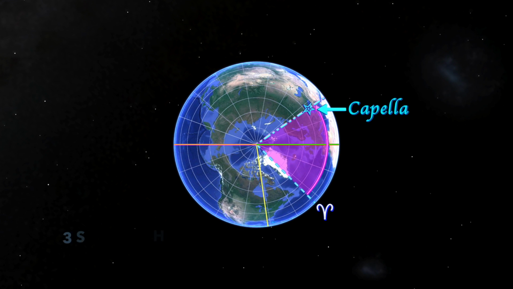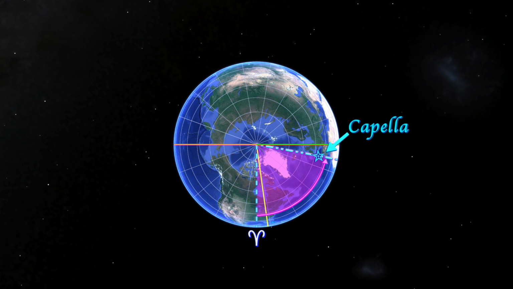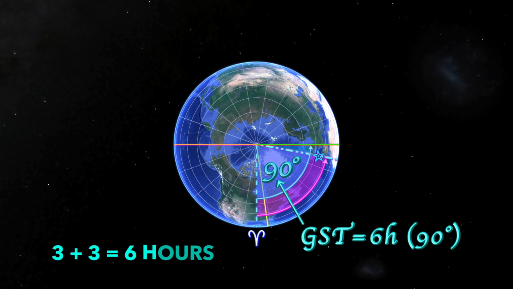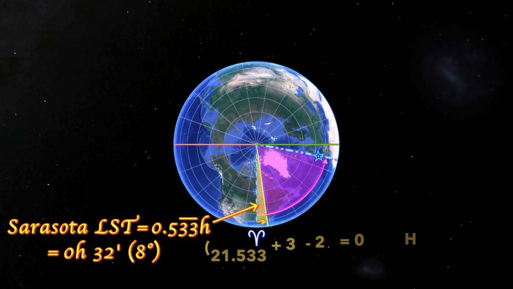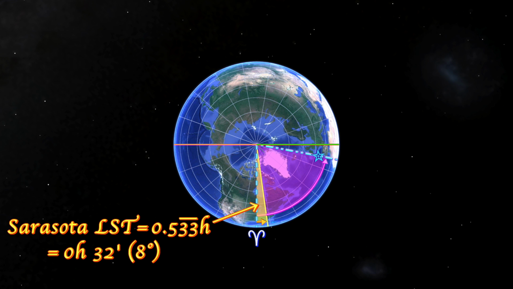3 sidereal hours later, the Earth will have rotated 45 degrees, which means that the vernal equinox will be located at a representative longitude of 45 plus 45 equals 90 degrees west of Greenwich, which indicates that the GST at this time will be 6 hours. And the Sarasota LST will be equal to 0.533 hours or 8 degrees. This angular offset applies to the entire RA system.